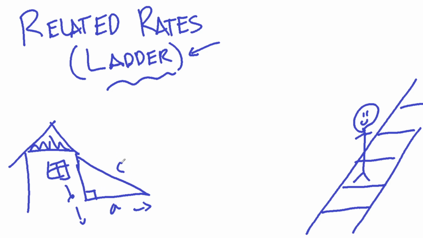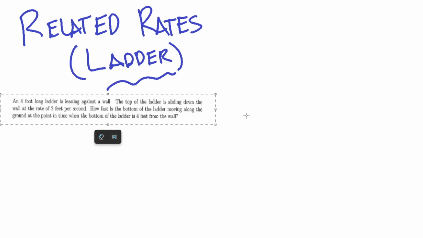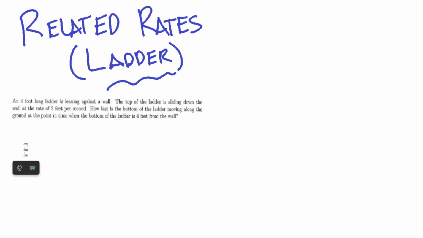But the point of the problem is to find what some rate of change is equal to as the ladder slides down, but obviously the length of the ladder remains constant. So let's look at one of these problems. I got this sample problem from the University of Colorado Boulder. In this problem, an 8-foot long ladder is leaning against a wall. So let's draw our wall, and let's draw our ladder.